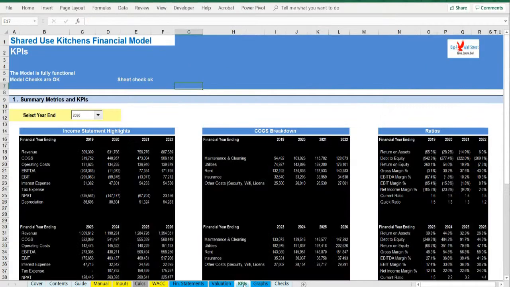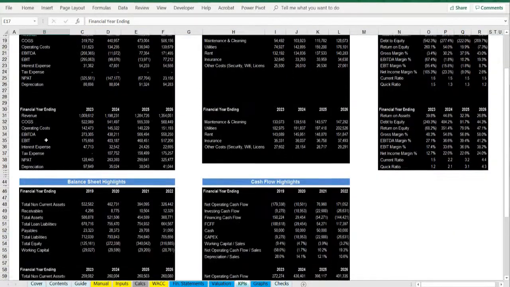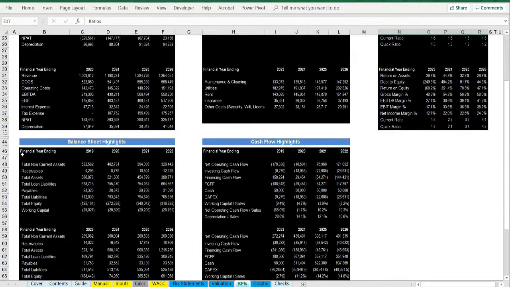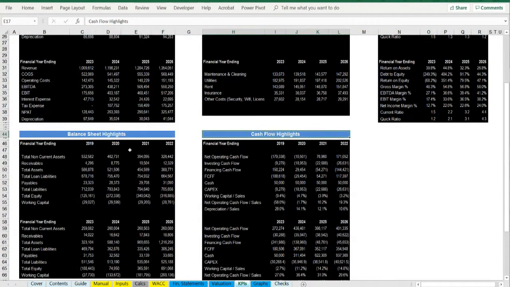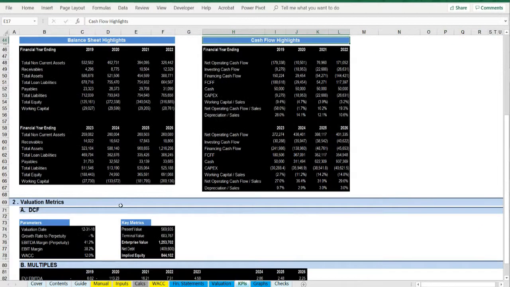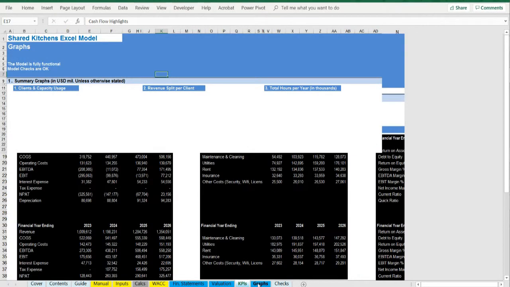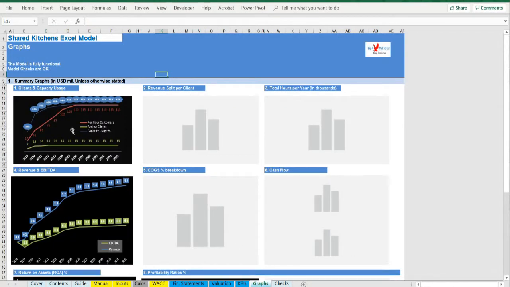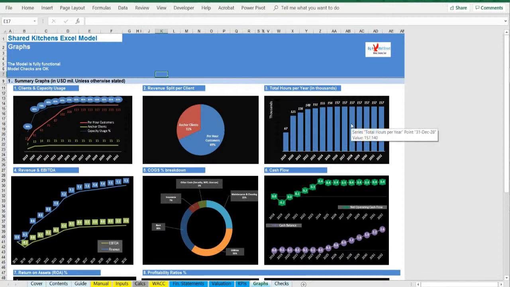KPIs tab, in this tab you can see a quick summary of the main highlights of the model for the income statement, the costs, various ratios, the balance sheet and the cash flows, as well as valuation metrics. Graphs, various graphs present the clients and capacity usage, revenue split per client, and total hours per year.